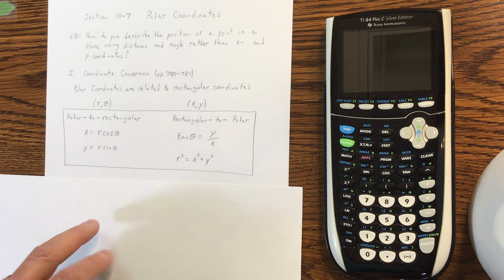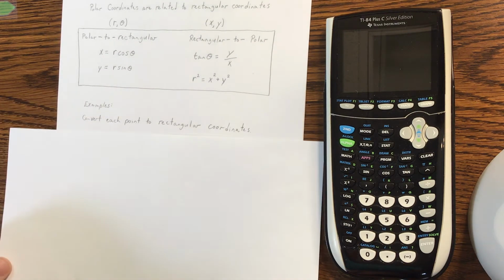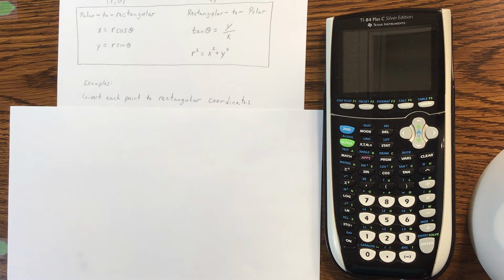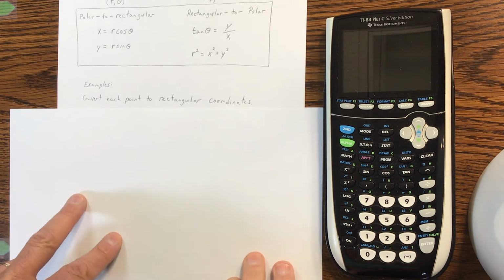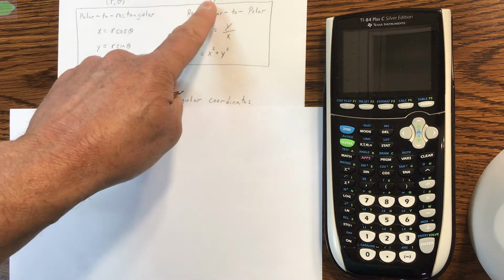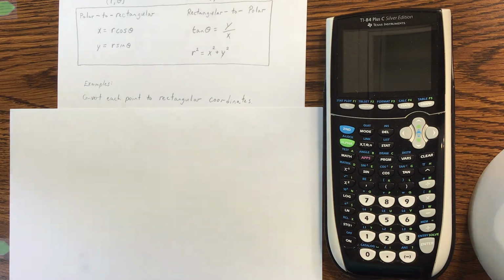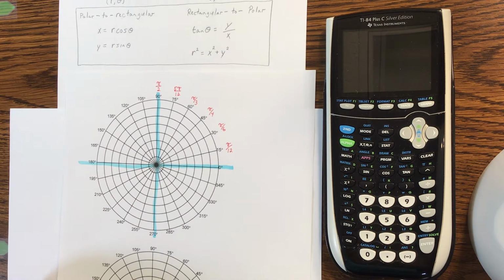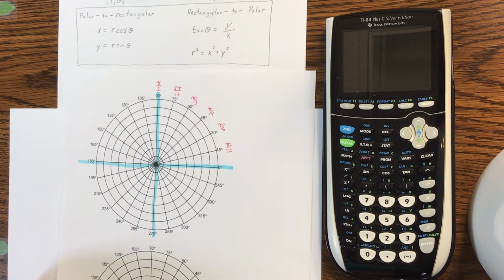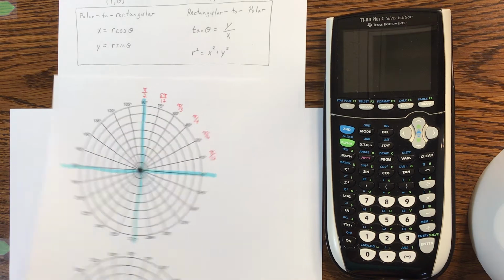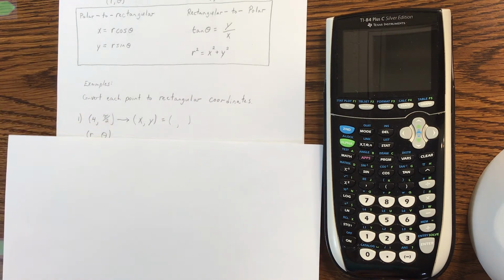Well, the only way to do this is by example. So here's a set of examples. We want to convert each point to rectangular coordinates. In other words, we're going to be given a polar coordinate, and we want to go to rectangular. Again, you are more than welcome to use this graph paper. I'm just going to focus on a couple of these examples and then illustrate it on this picture. It should help out.